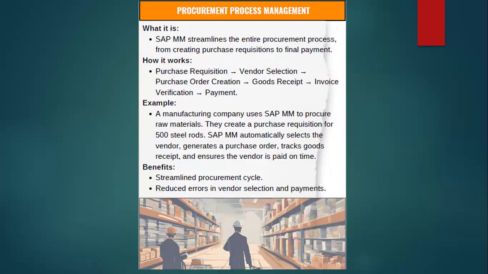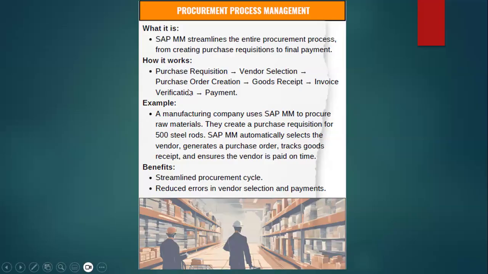The vendor will say that I have sent these goods to you at this price, so you should make payment of this much price. Got it? So after verifying the invoice, we will do the payment to the vendor. So are you able to understand this process? We will create the purchase requisition, then we do the vendor selection.